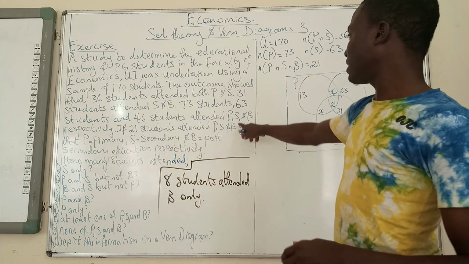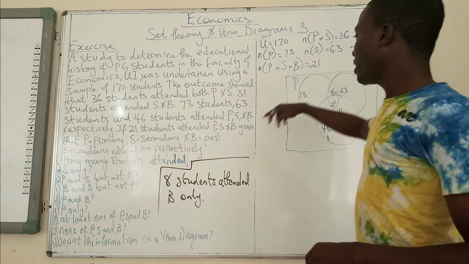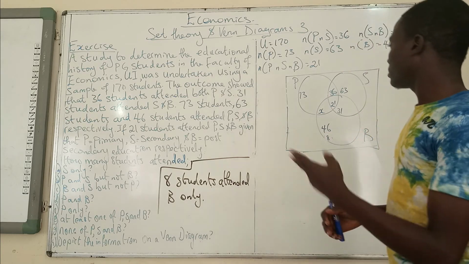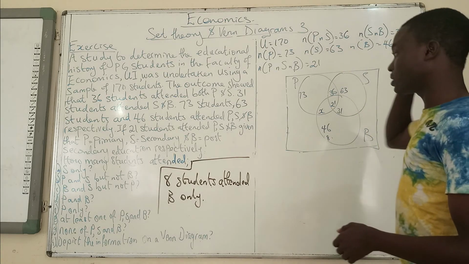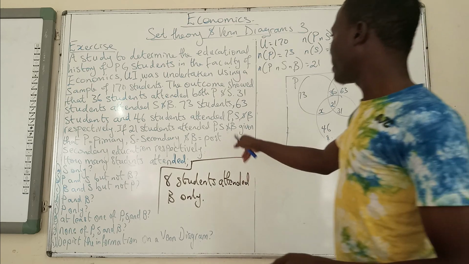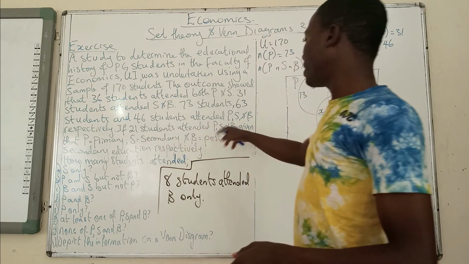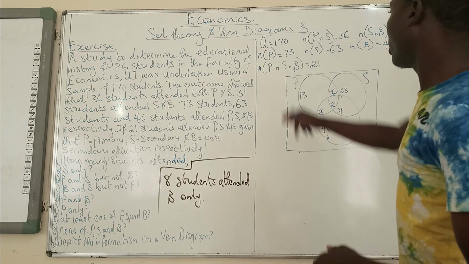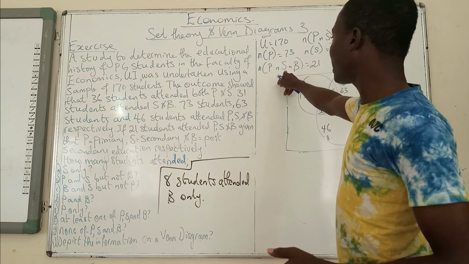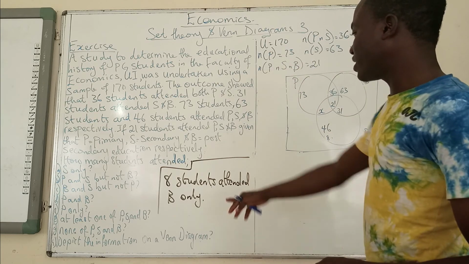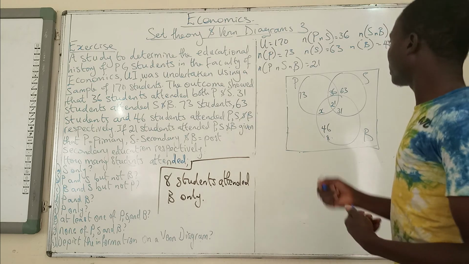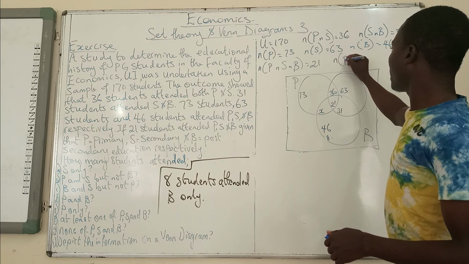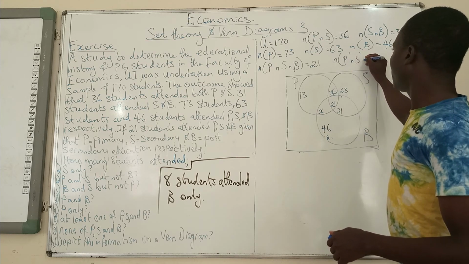63 students attended S, so the number of S is 63. And how many people attended B? We have 46 students attending B, that's the post-secondary education, which is 46. Then we have 21 students who attended P, S, and B. So 21 students attended the 3 levels of education. So the cardinality of P intersection S intersection B equals 21. Then 8 students attended B only. So how do we denote that? Since it is B only, it will be the cardinality of P prime intersection S prime intersection B.